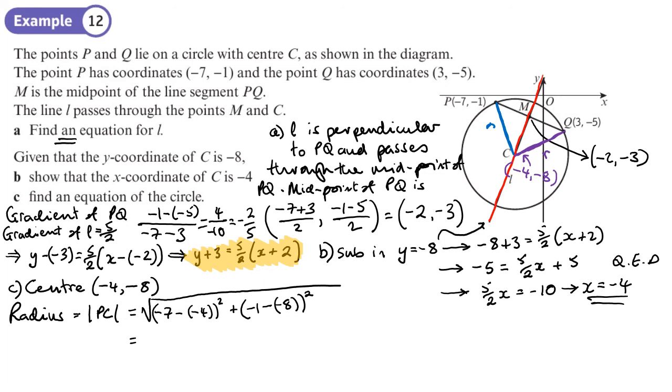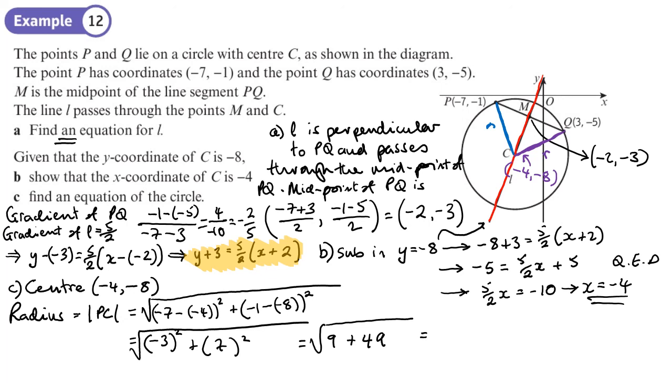Right, so -7 basically plus 4 is -3. So you've got -3 squared here. Then we've got -1 minus -8, which is like -1 plus 8, which is 7. So we've got 7 squared. Okay, so that's going to be the square root of 9 plus 49, which is going to be 58. Okay, so the radius is the square root of 58.